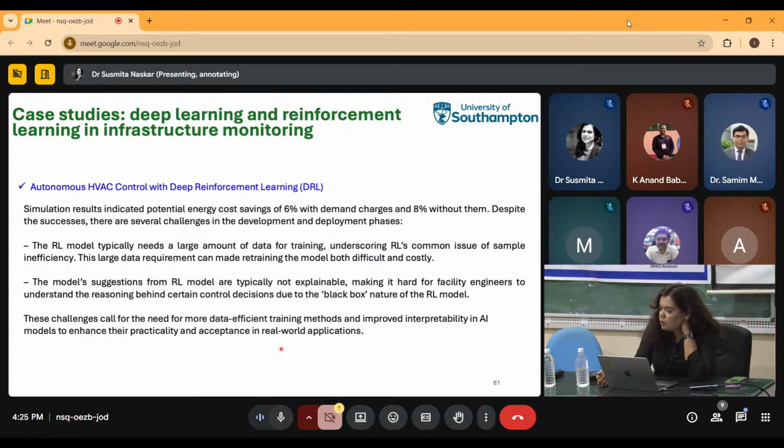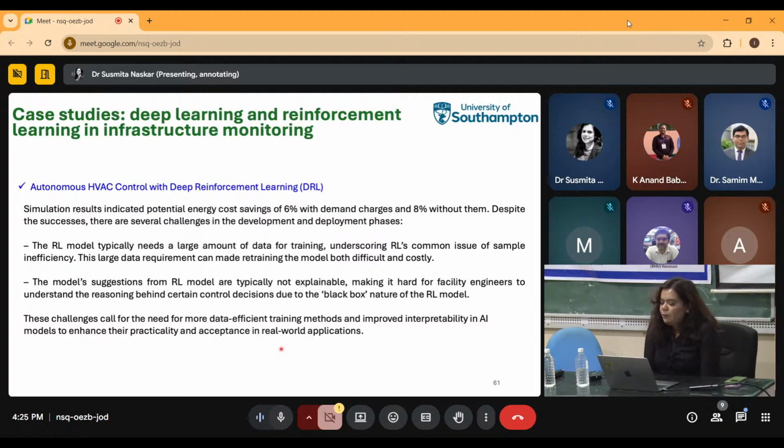Now if we continue with this HVAC control case study, they also talk about some challenges and limitations of using DRL, which is deep reinforcement learning. As we said, the simulation results show a very promising outcome, right? For instance, energy cost savings of up to 6% when including demand charges, or 8% without them. While these results are impressive, there are still significant challenges to address before DRL-based HVAC can be deployed.